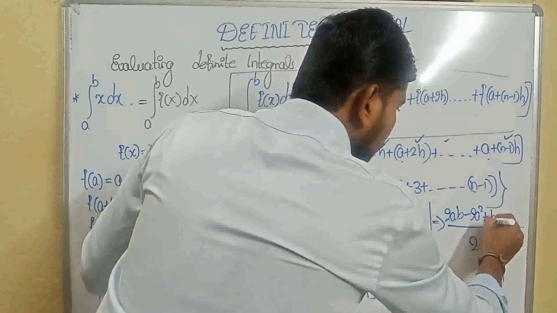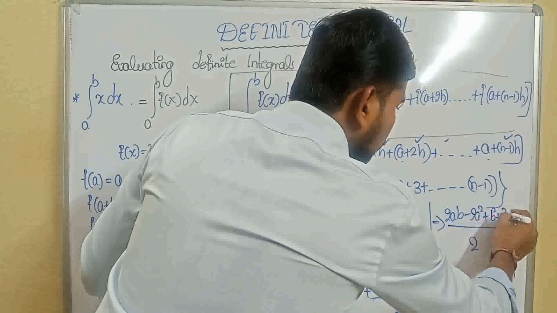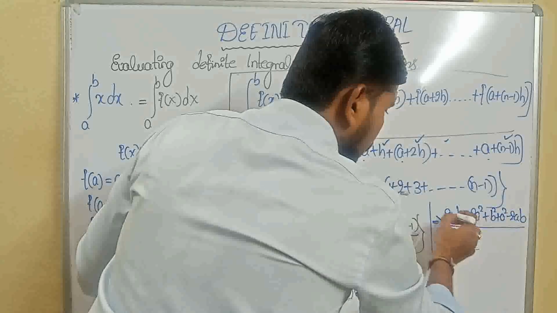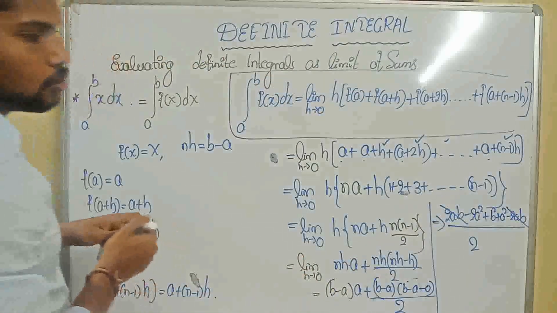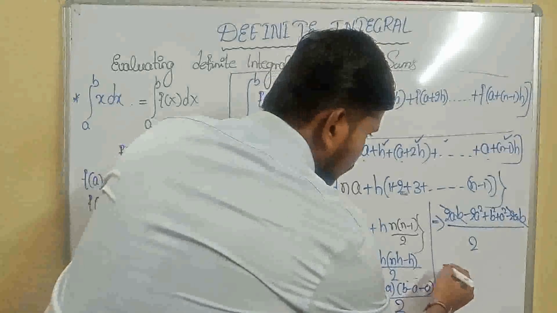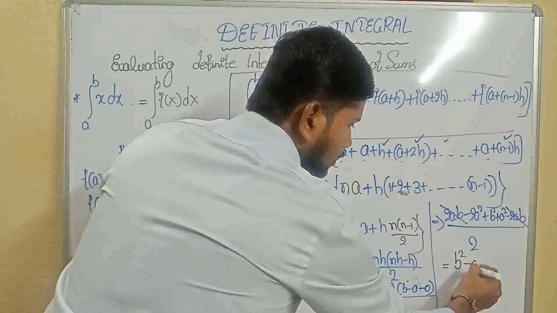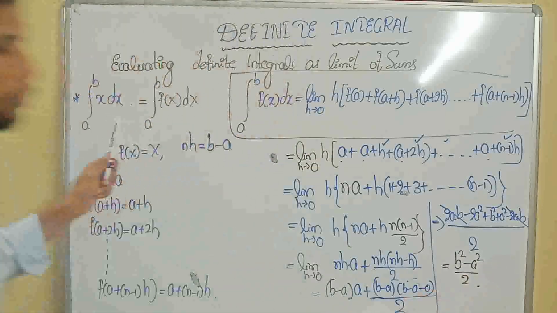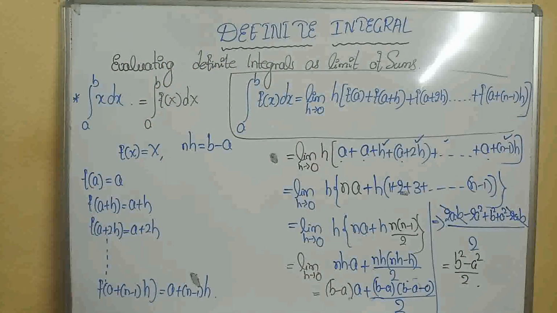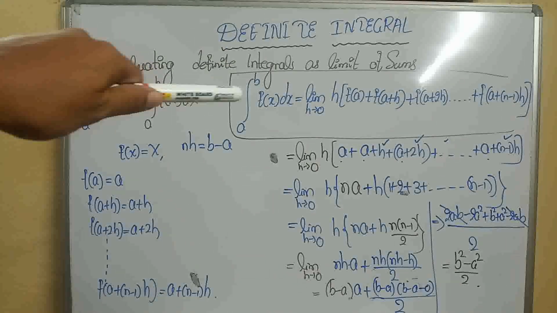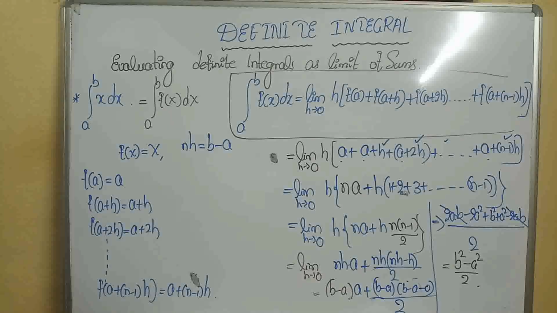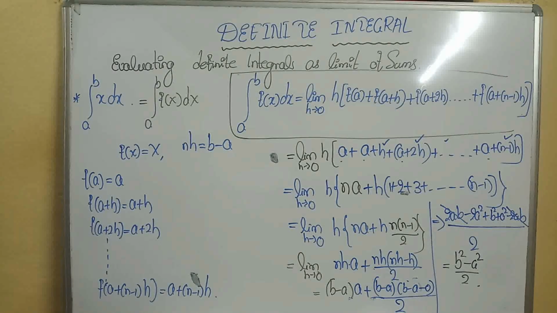It will be b square plus a square minus 2ab. Concentrate here. Plus 2ab minus 2ab cancel. It will be b square as it is, minus 2a square plus a square will be minus a square, divided by 2. This means finding the integral of the given function as a limit of a sum, because I used the definition to find the integral of the given function.